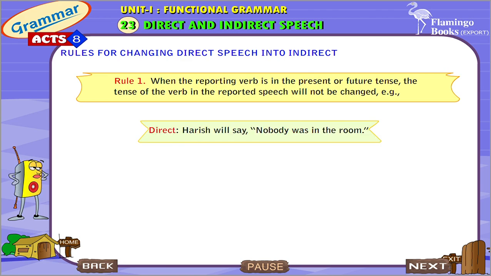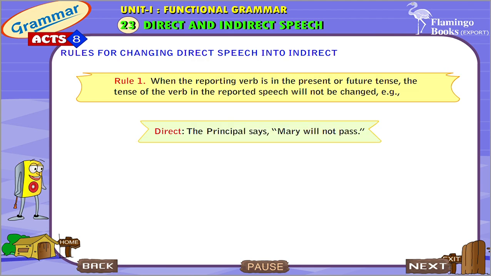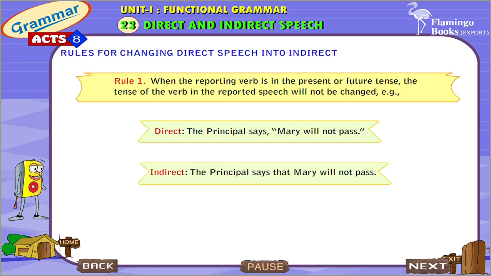Direct: Harish will say, "Nobody was in the room." Indirect: Harish will say that nobody was in the room. Direct: The principal says, "Mary will not pass." Indirect: The principal says that Mary will not pass.